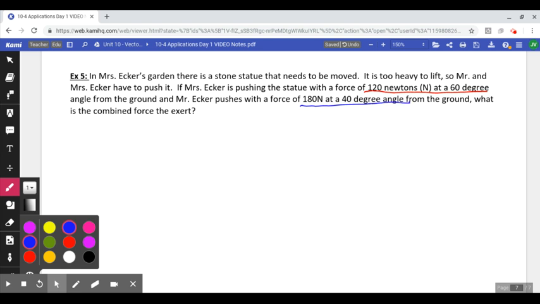What is the combined force they exert? So what we're going to need to do here is we're going to have to find the resultant vector, and specifically we want the magnitude of the resultant vector.